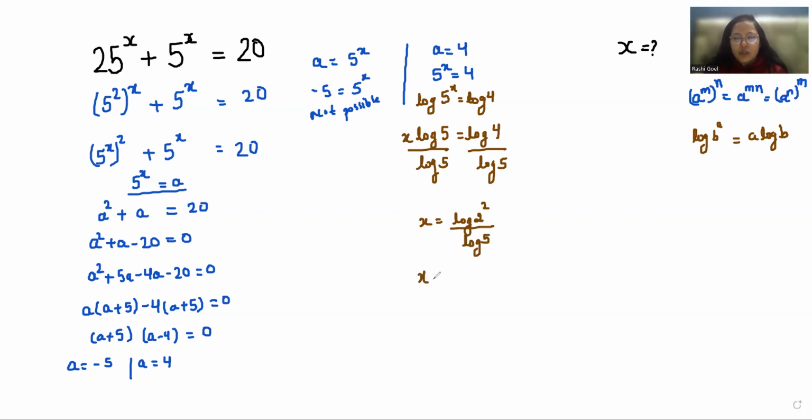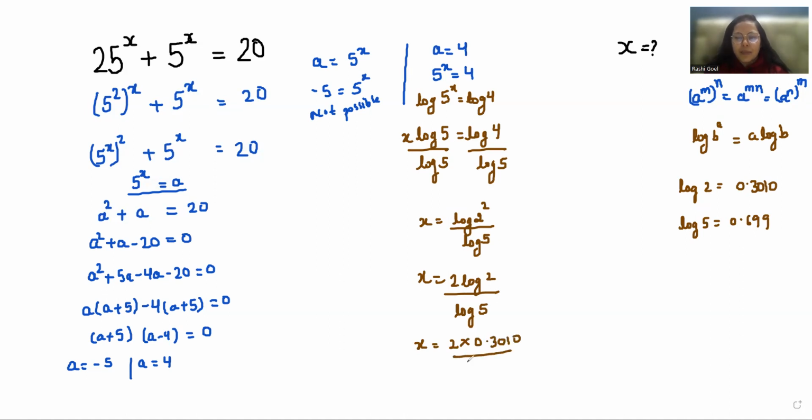Similarly, I'm going to again use this rule. So 2 log 2 / log 5. Now the value of log 2 is 0.3010 and the value of log 5 is 0.699. So x = 2 times 0.3010 / 0.699. So after simplifying this, we get 0.861. This is the final value of x.